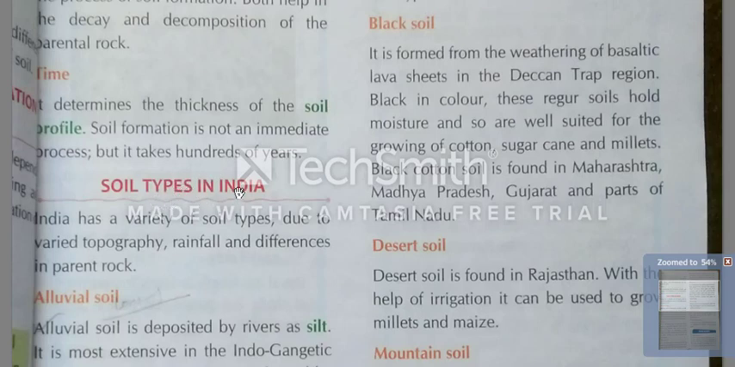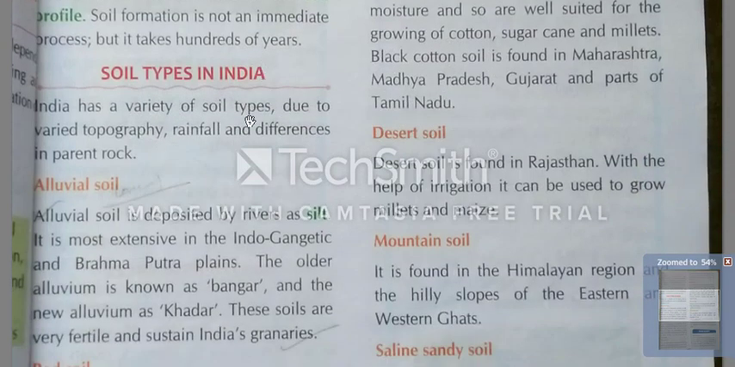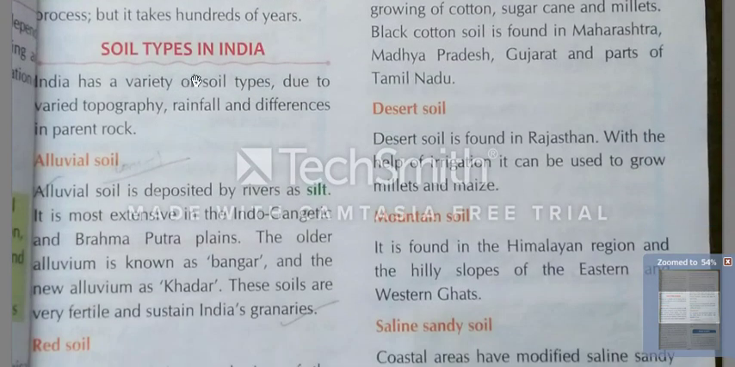Now we will see soil types in India. How many types of soil are found here in India? We will see. India has a variety of soil types due to varied topography, rainfall, and difference in parent rock. In India, many types of land and different topography are there, different types of rainfall, different types of parent rock.